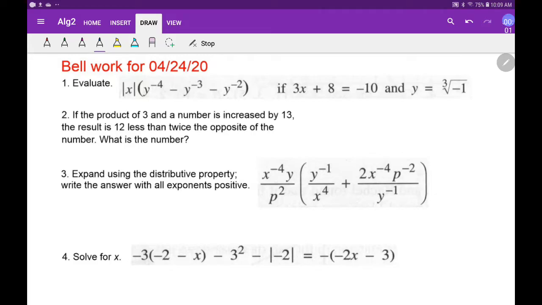Okay, so for the bell work, we're going to first solve for x. We'll subtract 8 from both sides, and we'll have 3x is equal to negative 18. We'll divide by 3, and we'll say x is equal to negative 6.